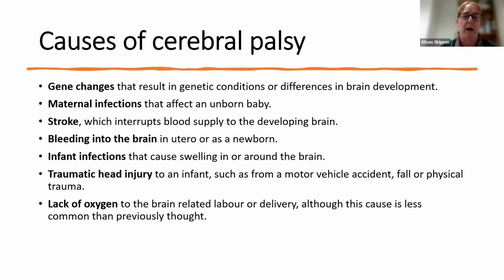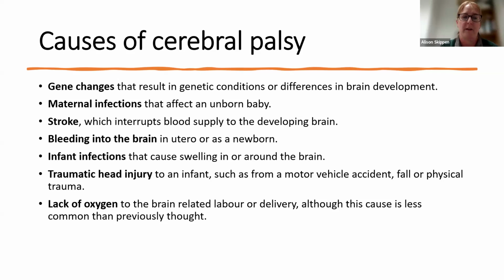Stroke can happen within the perinatal period, and that can cause an impairment of blood supply to the developing brain. There can be bleeding within the brain parenchyma, either in utero or as a newborn, or it can happen as a young child if there are other causes for bleeding, such as trauma and AVM. So any bleeding within the brain can lead to a permanent non-progressive motor impairment.